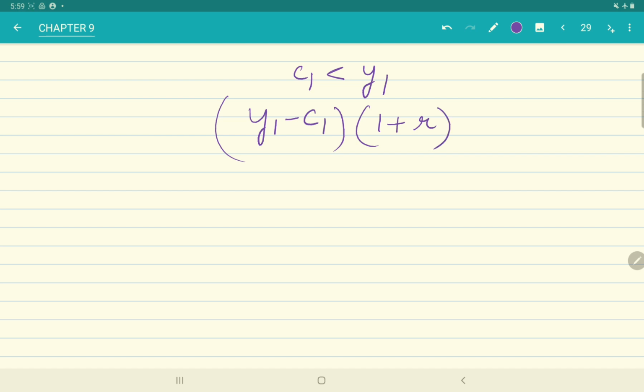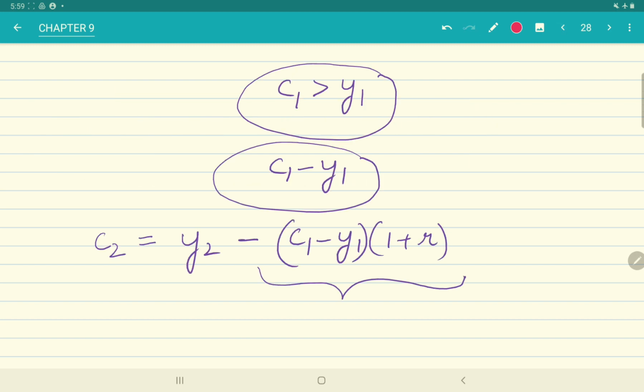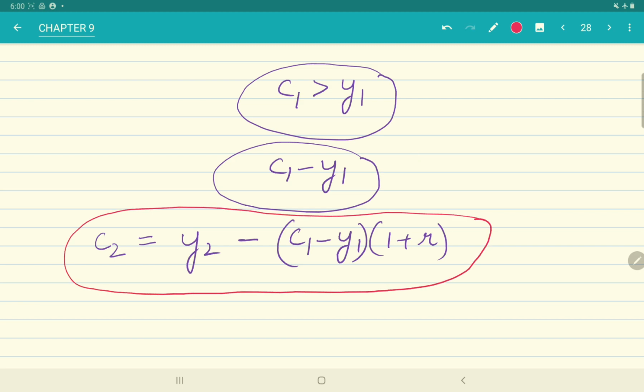And in the future, as I said, there are only 2 periods. So what is it that she has with her? She has her future income and this. So she has all of this to consume in the future. So C2 would be equal to Y2 plus this. This is what C2 is if she is a saver. This is what C2 is if she is a borrower.